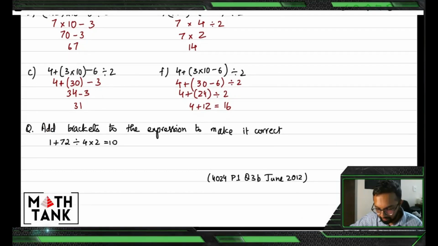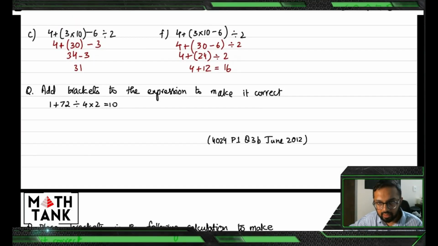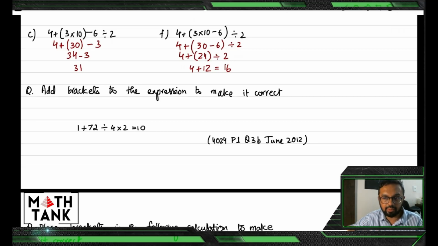Now, below I have 2 more past paper questions that I'll do with you. This one is from O-level math 4024. It says add brackets to the expansion to make it correct. So I need the expansion such that I need brackets. Now I can add multiple brackets, or I can just add one set of brackets. That's up to me, whatever I need.